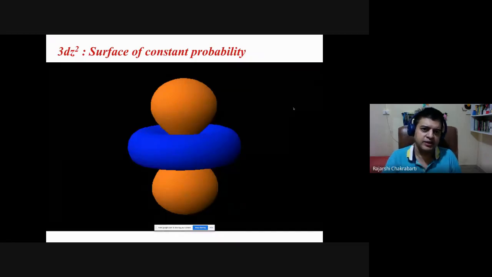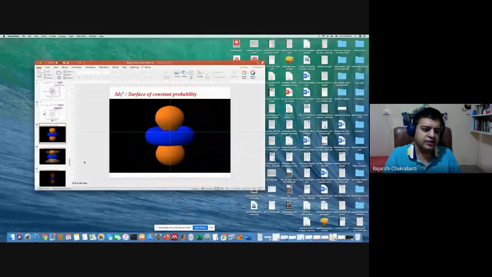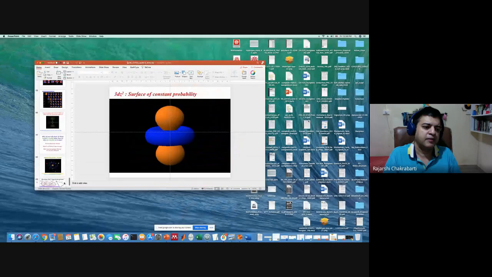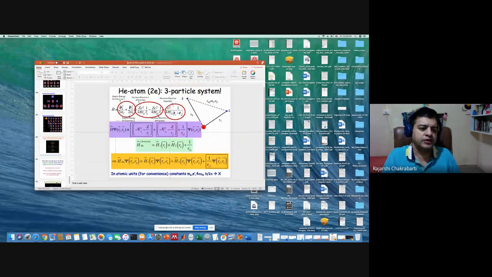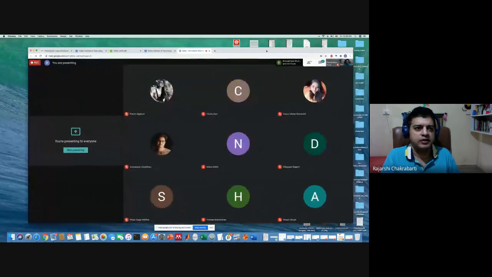And this is again the surface of constant probability of 3D z square. I think with that I'll just wrap up because we have so many things. But I'm going to send you this slide as well. I think it's enough for today.